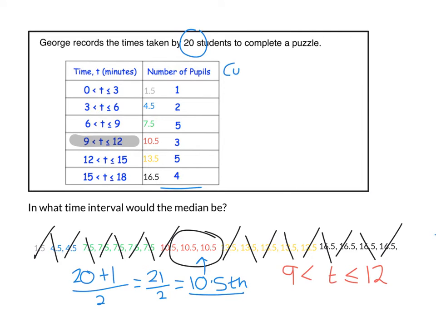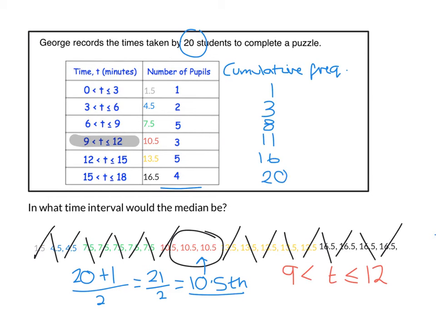So cumulative frequency. So at this point, I've only got one pupil. At this point, I've got 1, add the 2, which is 3. Then 1, add 2, add 5 is 8. Add 3 is 11. Add that 5 is 16. Add that 4 is 20.